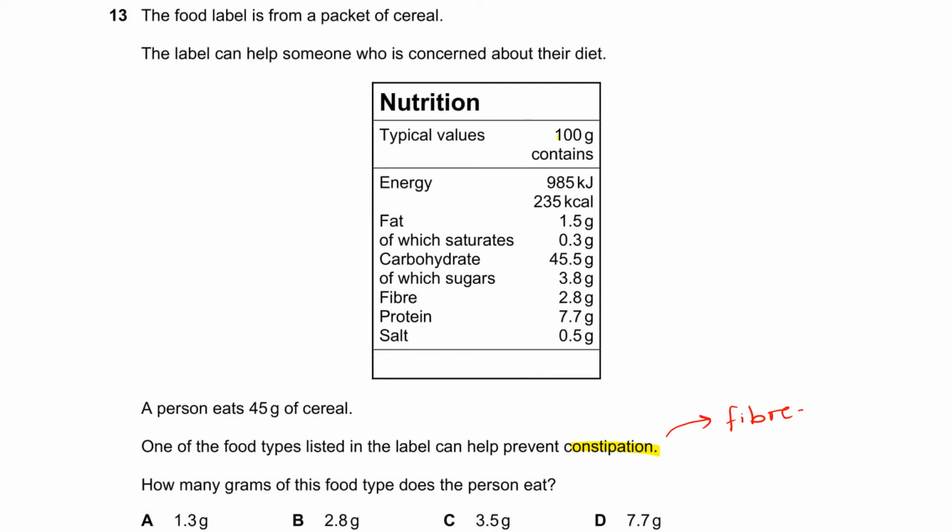So an important observation is that this is for 100 grams and the person only ate 45 grams. So if 100 grams of cereal contain 2.8 grams of fiber, if a person eats 45 grams, then how many grams of fiber did they eat? If you round it, it gives you 1.3, which is A.